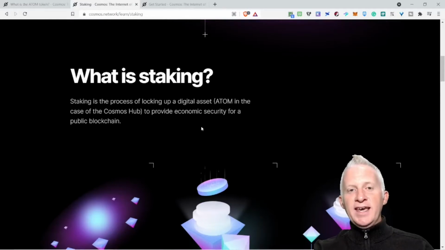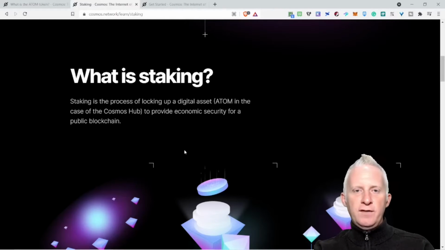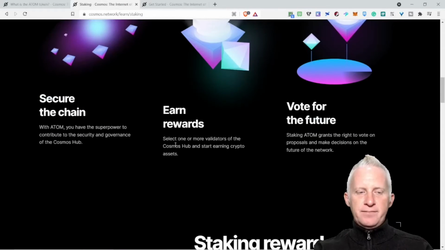So I'm going to read again: what is staking in the Cosmos ecosystem? At a high level, staking is the process of locking up a digital asset, Atom in the case of the Cosmos Hub, to provide economic security for a public blockchain. So this is the mechanism of staking. You secure the Cosmos Hub when you stake your Atom, the house token of the Cosmos ecosystem.